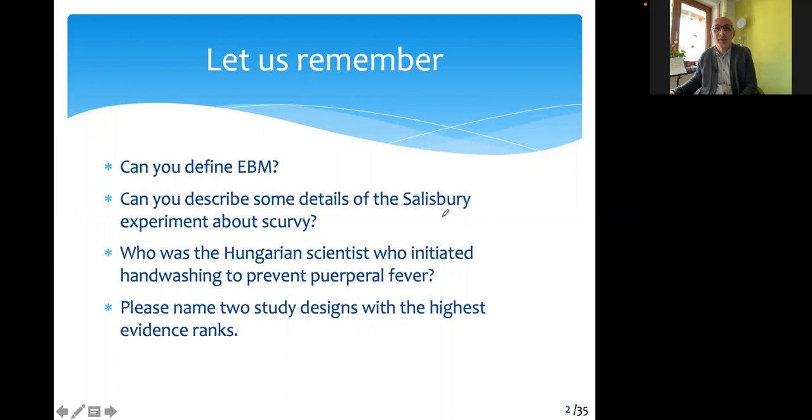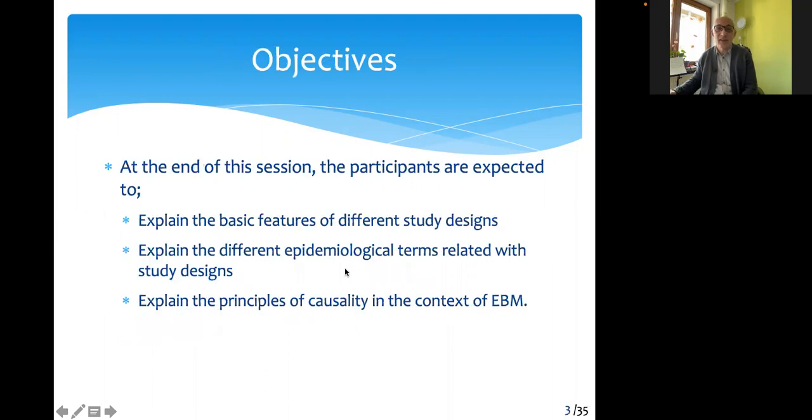Then we have last time talked about the history of evidence-based medicine and the Salisbury experiment, the first ever known randomized clinical trial, and then the Hungarian scientist, I hope you remember his name, so please check if you don't remember, who introduced hand washing and prevented puerperal fever, and these study designs, the evidence pyramid I mentioned last time. So the highest rank evidence, you should also be remembering. If not, please go back to the previous presentation and check them.